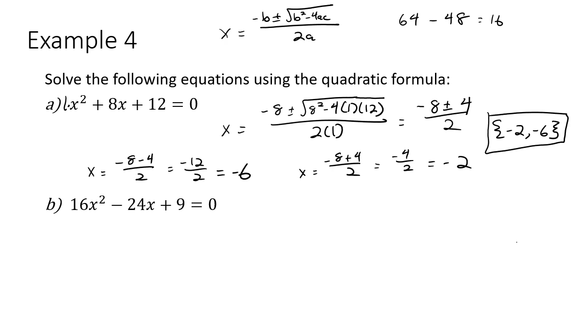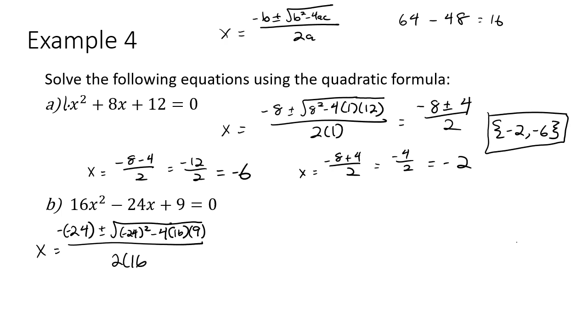Part B is similar, so I'm just going to plug everything in. The numbers are going to get very large here because the coefficients are so big. So we get x is equal to negative b. If b is a negative 24, that's going to go back to being a positive, plus or minus the square root of b squared minus 4 times a, which is 16, times c, which is 9, divided by 2a, or 2 times 16.